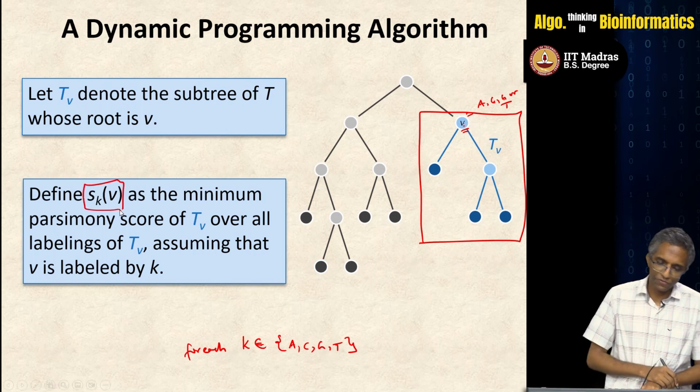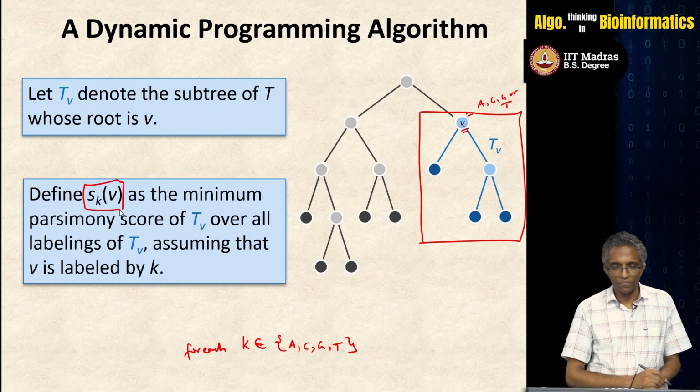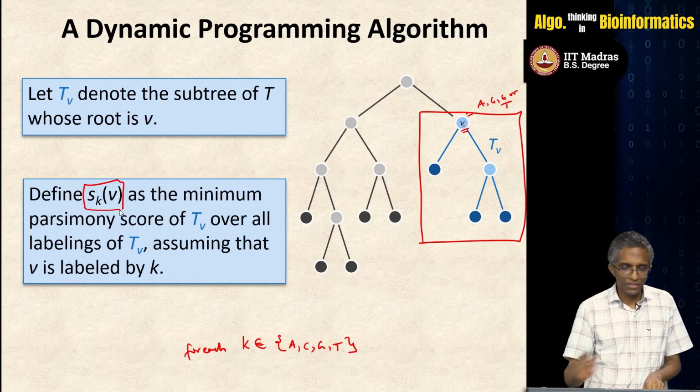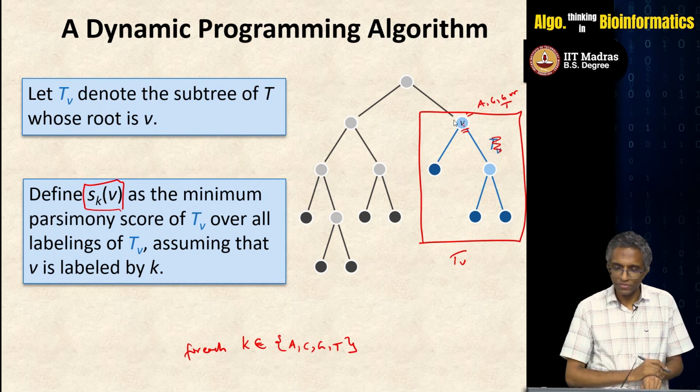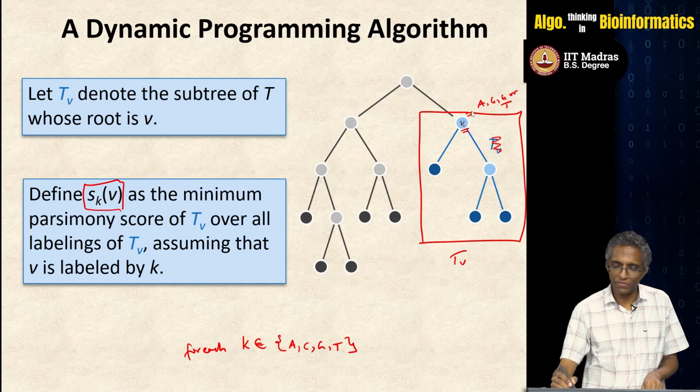Okay. Sk of V is the best score you can obtain for T v. This T v is basically this whole root, right. So, this whole tree is going to be called T v, the tree rooted at V. So, what is the best score that you have when V is set to A? What is the best score you can obtain when V is set to C, and so on? That will give you Sk of V.